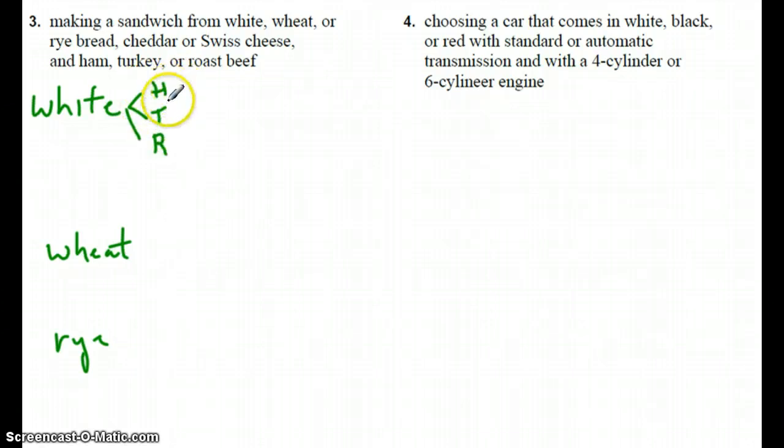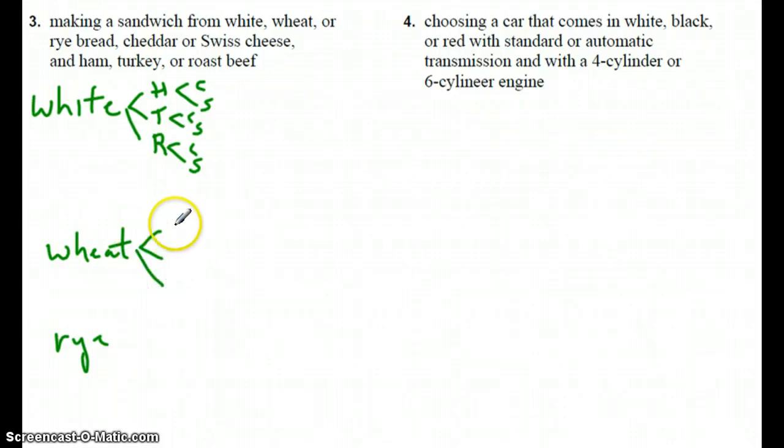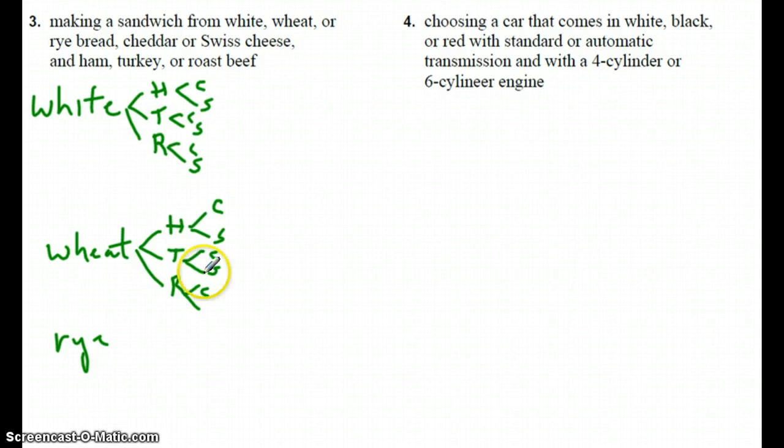And then from that, on the choices of cheese, well, we can have cheddar, we can have Swiss, and on a turkey, we can have cheddar or Swiss. And on a roast beef, we can have cheddar or Swiss. Again, for the wheat bread, let's tackle the meats. For the meats, we can have ham, turkey, roast beef. On the cheese, we can have cheddar or Swiss for each one of these.